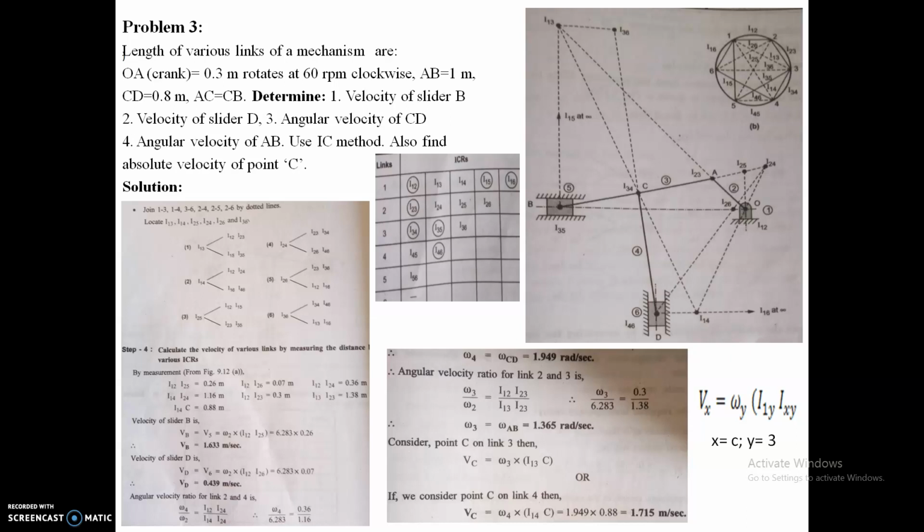After calculating this angular velocity of crank OA, the third step is to locate the required IC. As I told you, in this step number 3, first of all you calculate the total number of IC in a given mechanism, and you know the total number of IC comes to 15. So you have to summarize all these 15 IC in a tabular form, that we have discussed earlier.